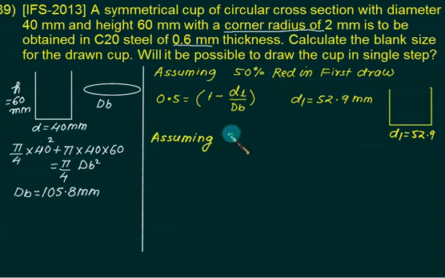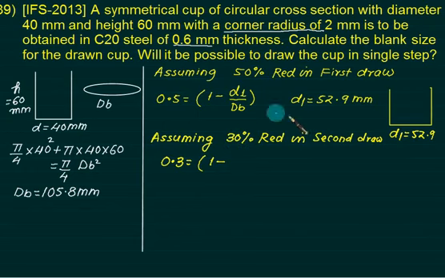Assuming 30% reduction in second draw, we have 0.3 equals 1 minus, so it is always d1 by db. Now the previous value is d1, so the new value will be d2 by d1. So for d1 you have to put 52.9 and solve the value of d2, 37.1 mm.